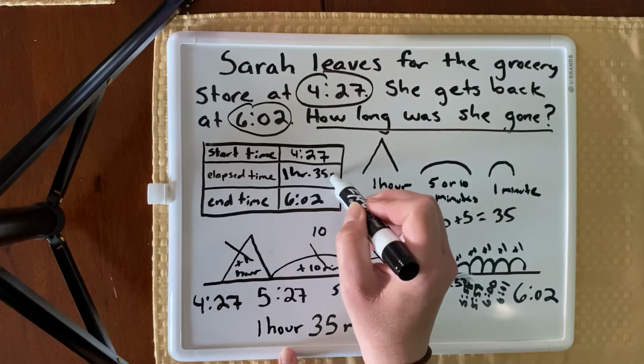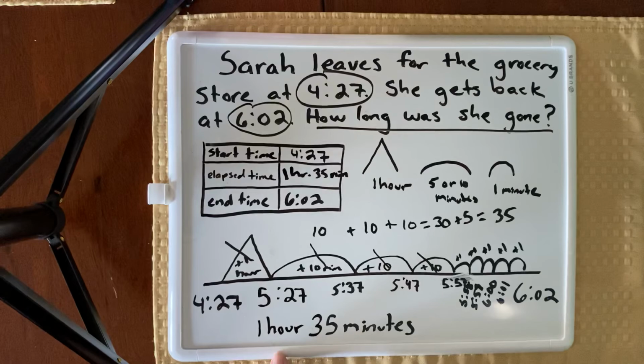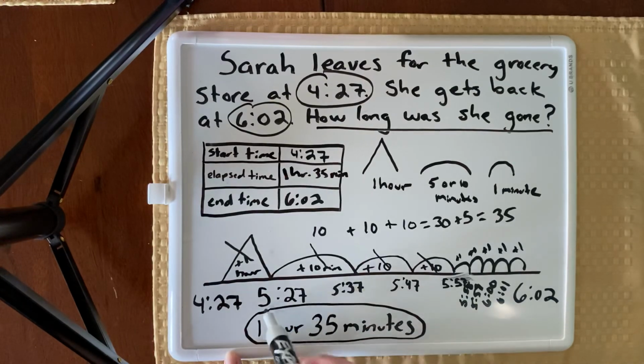And I'm just going to abbreviate because I don't have enough room. All right, so that's my final answer. She was gone for 1 hour and 35 minutes.